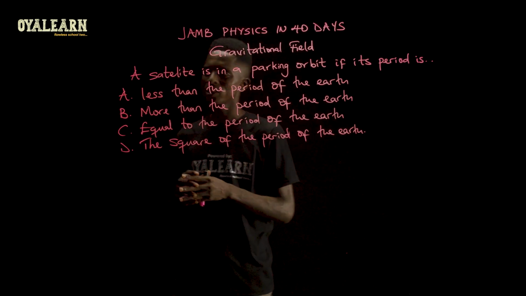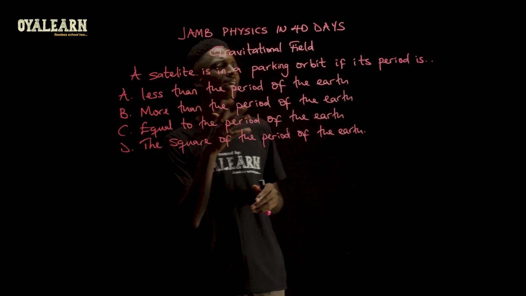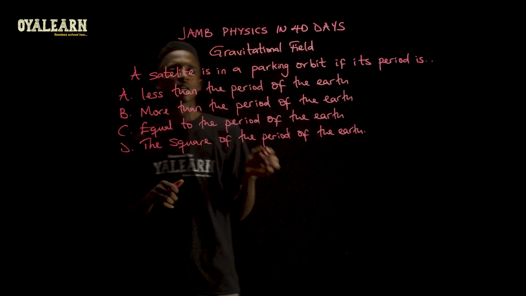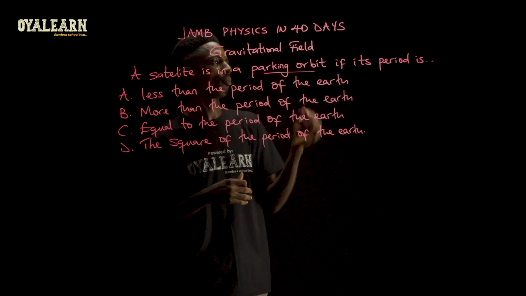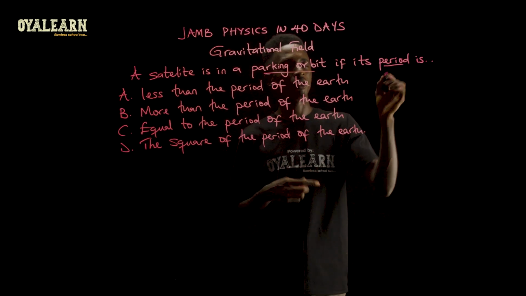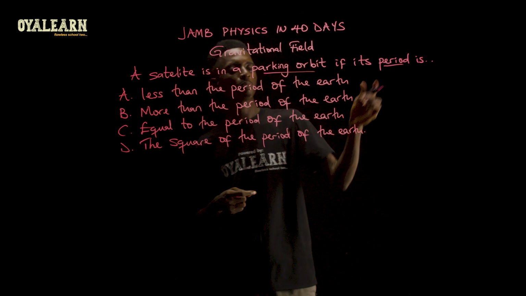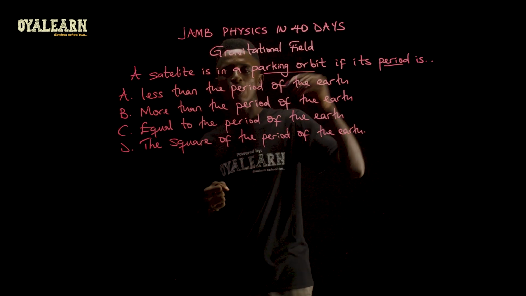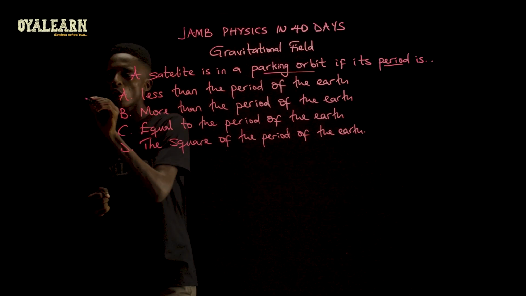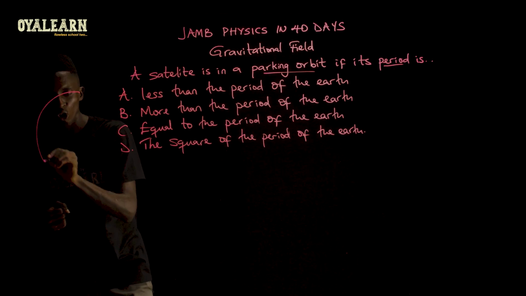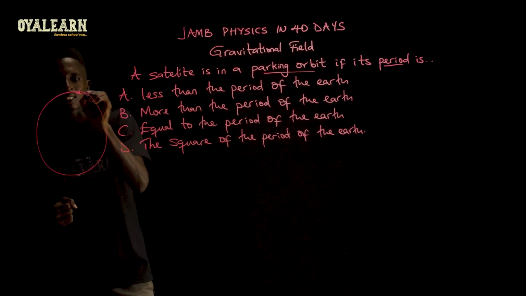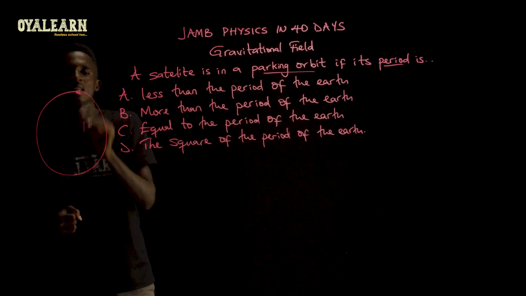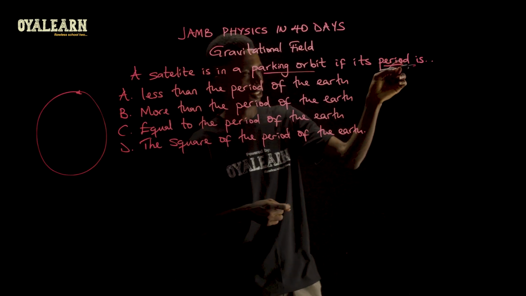This question says, a satellite is in parking orbit if its period is. So quickly let us understand what parking orbit is and what period is. Starting with period, it has to do with the time taken for it to complete an oscillation. That is, if an object is going in circular motion or oscillatory motion and it starts here, the time it will take to complete this orbit is what we refer to as period.